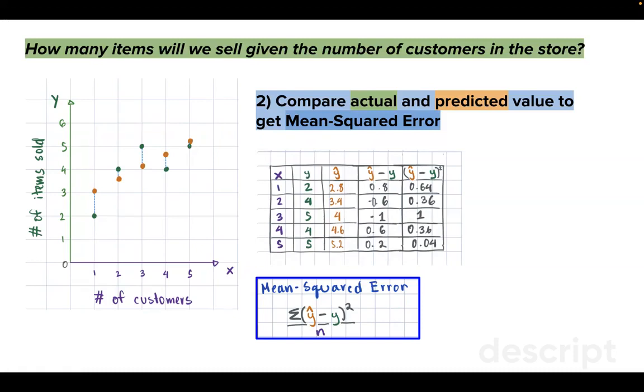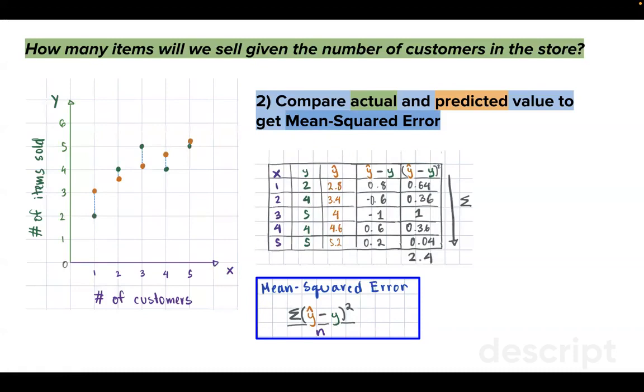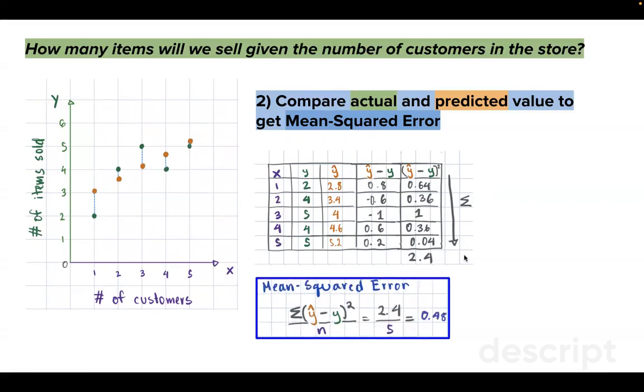Once we get the square of these differences, we can add them all up, which is signified by the summation. So adding up all the values over here to get 2.4. Finally, once we have all of that, we can divide this by the number of observations that we have, which in this case is 5 total observations. This gives us a mean squared error of 0.48. Great, so we've calculated a mean squared error for this line of best fit model for our prediction for how to calculate the number of items sold given the number of customers in the store.